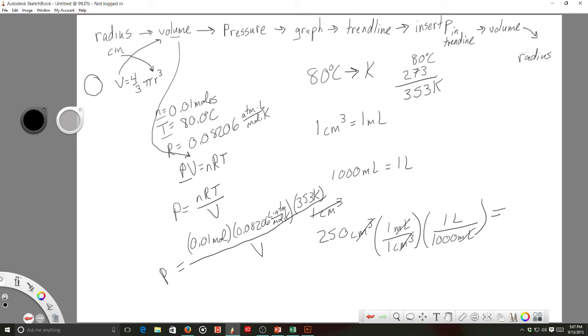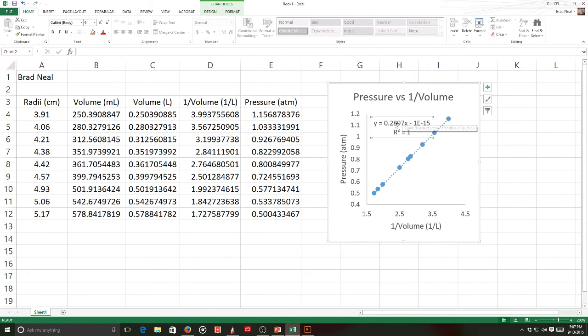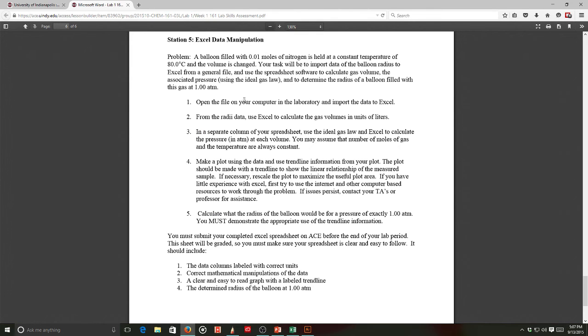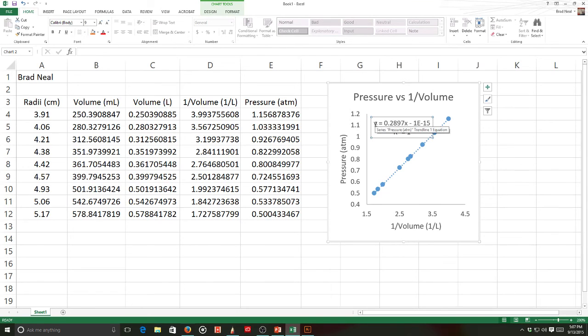So we can go now into Excel here, and let's start asking ourselves, what does each term mean? Well, y is my pressure, x is my volume. So I can take this information and now use it to calculate the volume of the balloon that the problem gave me. Let's go look at the problem again. Right here where it said determine the radius of a balloon filled with this gas at 1 atm. Well, now I know my pressure. I can insert this value of my pressure into that equation from Excel. Right in here, I can put it in for y.